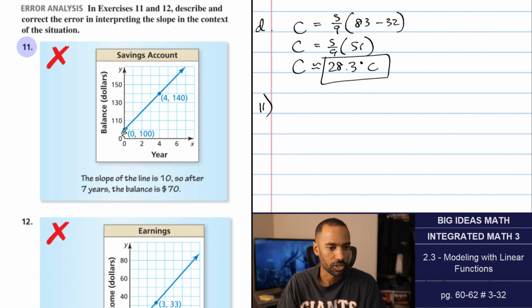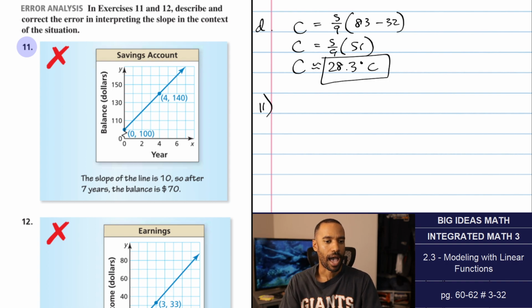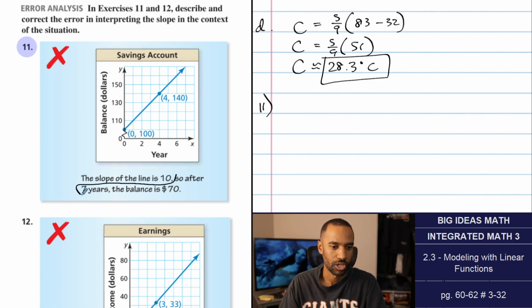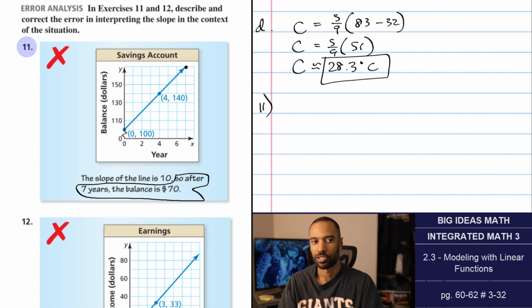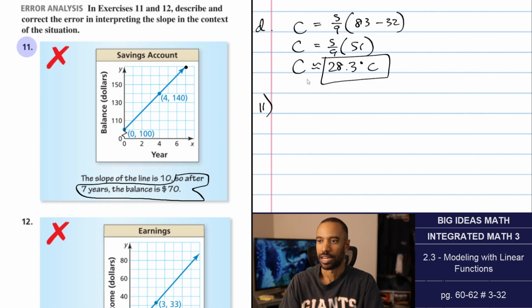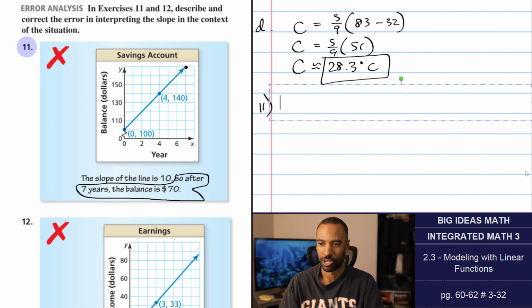That's not interpreting a slope there, but is the slope of the line 10? You go from 0 to 4, which is 4. So the slope is 10. I don't know what this has to do with slope. They might be right. After 7 years, the balance is, well, it's not $70 either. I don't know what that has to do with interpreting slope anyway. They never interpreted slope, and whatever they mentioned is wrong.